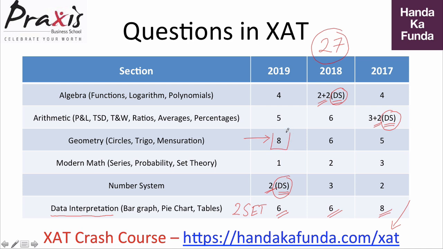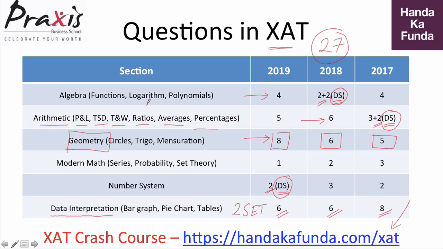In 2019, geometry was the top, 2018 geometry was the top, and even in 2017 geometry was the top, which means it is safe to say that geometry is considered the most important area once it comes to the XAT exam. The other usual suspects are there. Arithmetic, because it covers a wide range of topics such as profit and loss, time, speed and distance, time and work, ratios, averages, percentages. They typically give you 5 to 6 questions. Algebra, which has functions, log, polynomials and stuff, that typically gives you 4 questions.